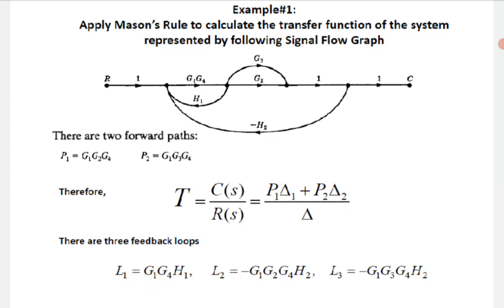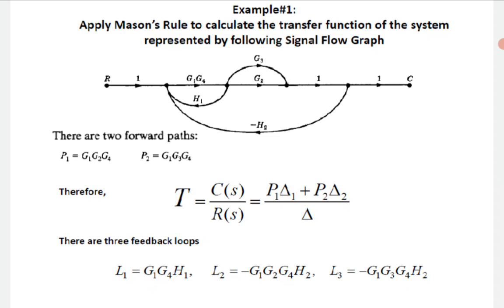If I denote P1 as G1, G2, G4, actually it will be G1, G4, G2, and the rest of the gains are unity. And P2 is G1, G4, G3, because above the other path there is another path with gain G3, that is the bypassing path. So two forward paths. Mason's gain rule we already know: the total transfer function C(s)/R(s) is equal to P1 delta 1 plus P2 delta 2 by delta. That's why we have to evaluate the delta values.